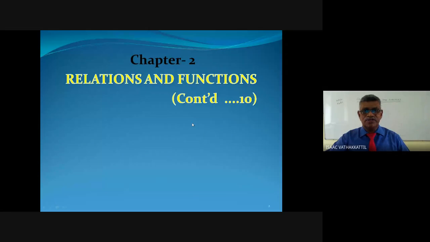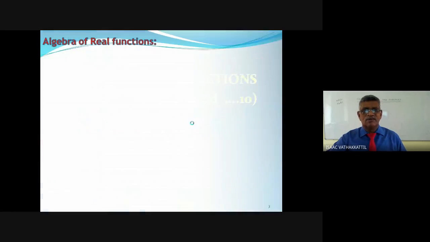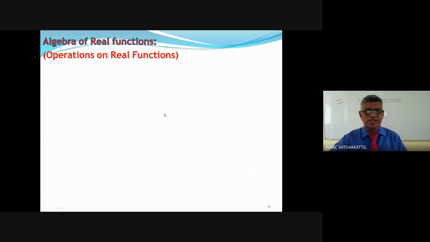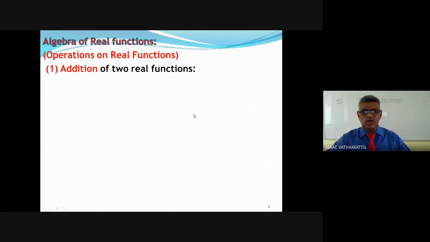Okay, relations and functions. We have the operations on real functions. We call it algebra of real functions. Operations: we can add, subtract, multiply. So many operations. Addition of two real functions. Remember, these are valid only for real functions. Domain and range both should be either R or its subsets. Let us see how we define addition of two real functions.